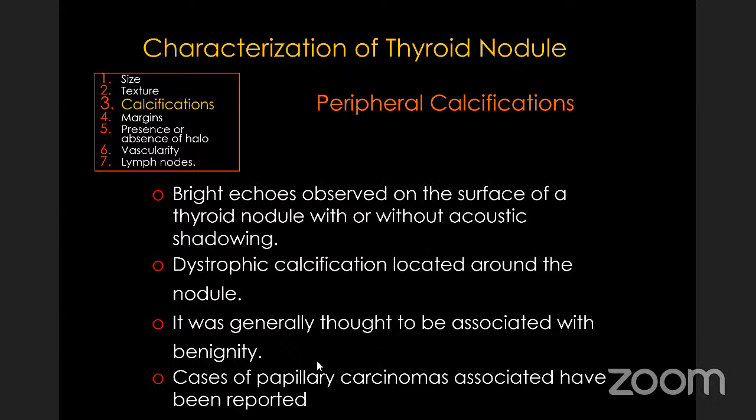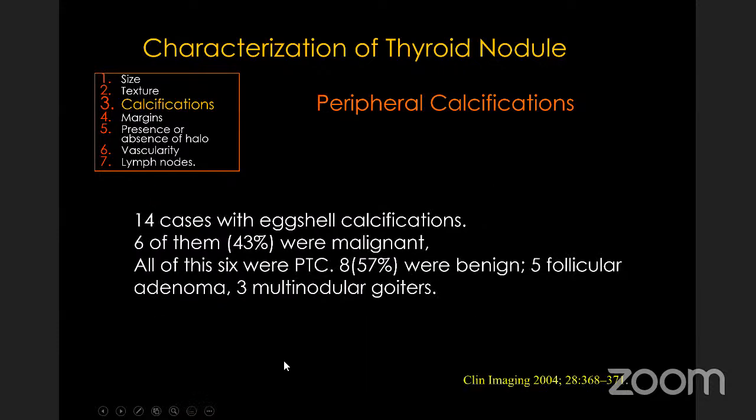So there was a study. In this study, 14 cases of surgically proven thyroid nodules with eggshell calcifications were reported. Six of them, which is around 43%, were malignant, and all of these six were papillary carcinoma. Eight cases were benign, including 5 cases of follicular adenoma and 3 cases of multinodular goiter.